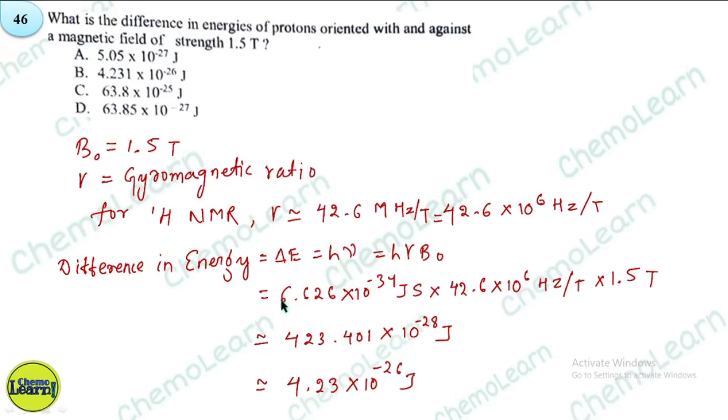h is Planck's constant, 6.64 into 10 to the minus 34 joule second. Gamma has value 42.6 into 10 to the 6 hertz, and B naught is given as 1.5 Tesla. That is, the Tesla will be cancelled out, and hertz, that is second inverse, and here second. Both the second inverse and second cancel out, and so we have 420.401 into 10 to the minus 28 joule, which is equal to 4.2 into 10 to the minus 26 joule. Option B will be the correct option.